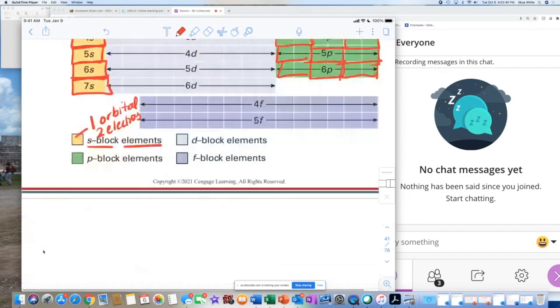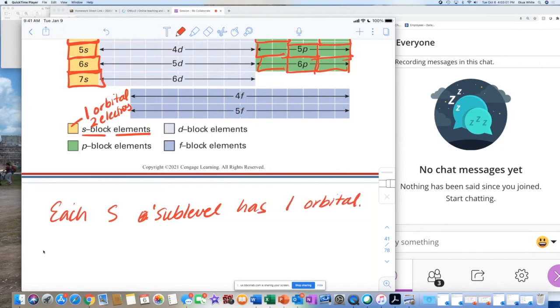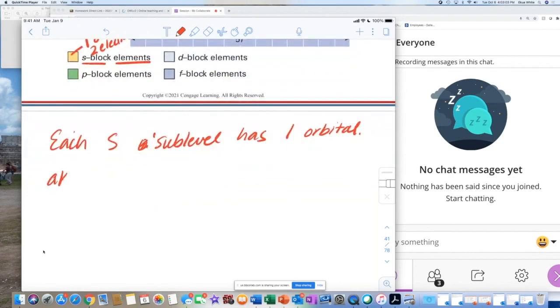Okay? So if I'm going to make a little chart, a summary right here, instead of saying all, I should say each. Each S sublevel has one orbital. So once again, using the analogy, it would be like each S wing has one room. So maybe this could be the suite section of the hotel.